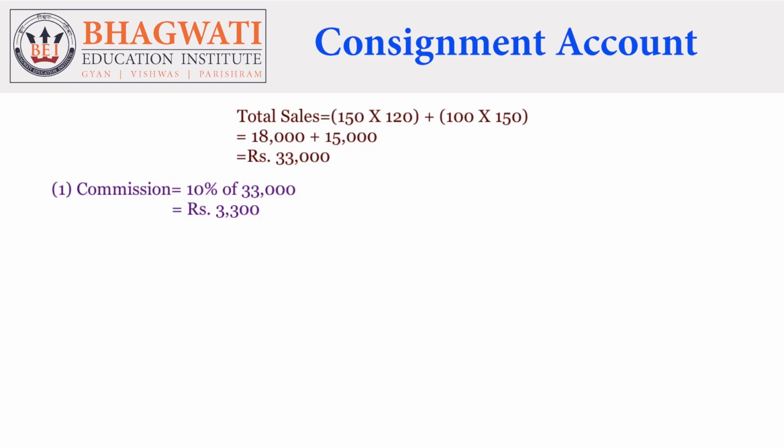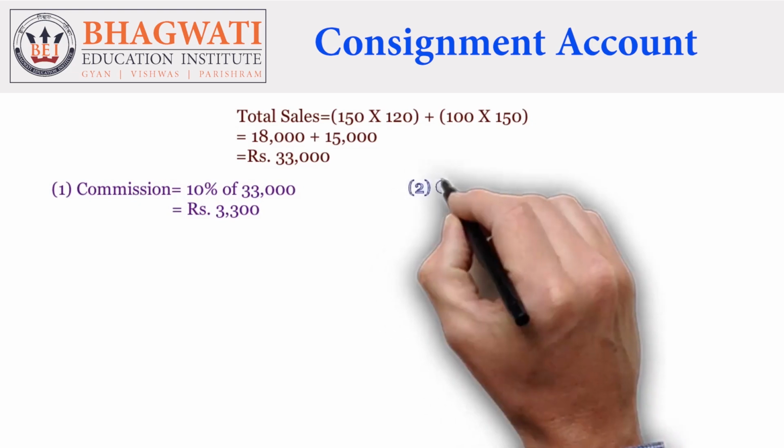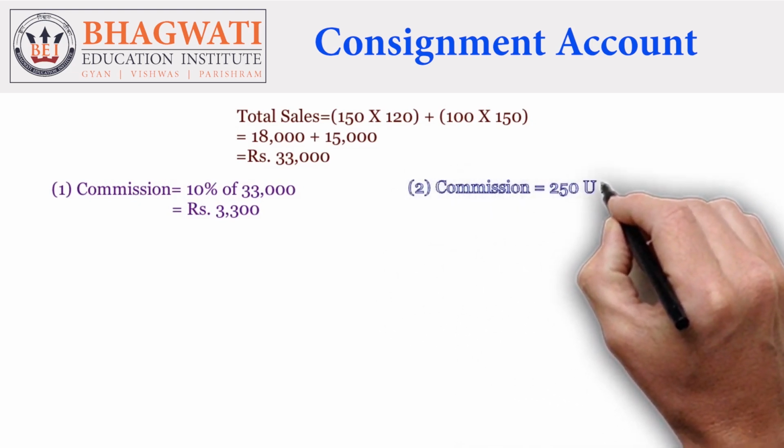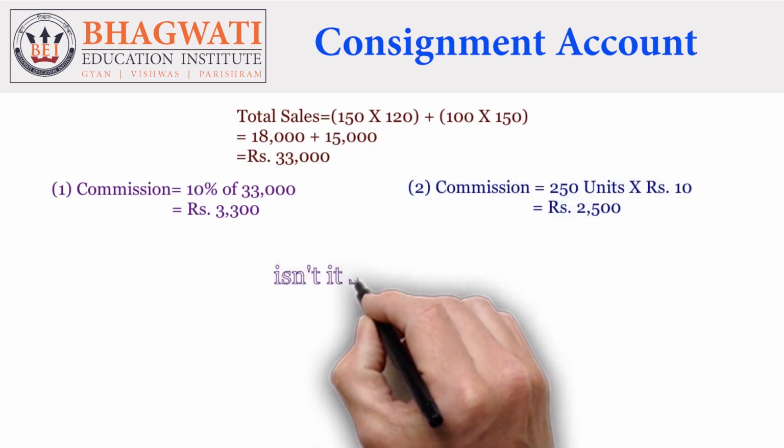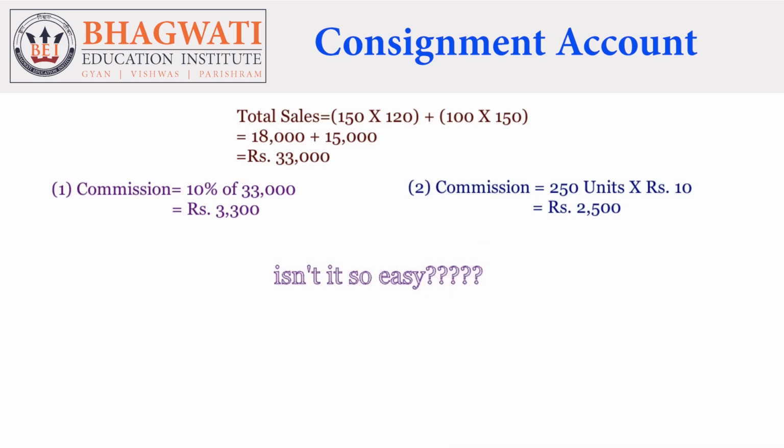The second type of commission is based on the number of units sold. So we have sold 150 units as well as 100 units. So in total we have sold 250 units. So 250 units into 10 rupees. So my commission is what? 2,500. Don't you think it's very easy?